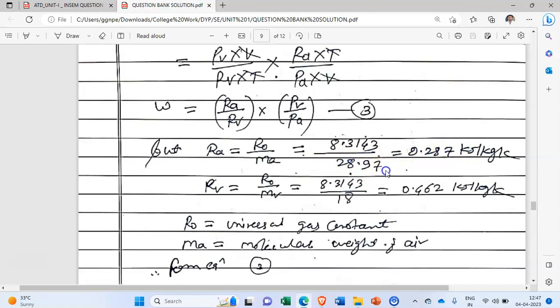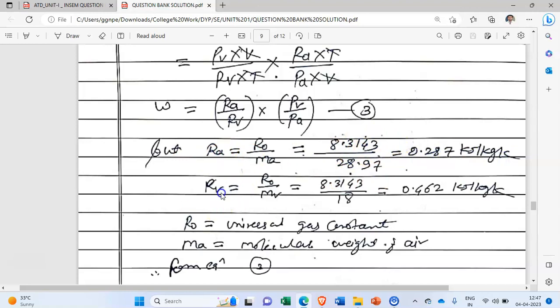In maximum amount there is nitrogen available in the air, and since it is N2 with atomic weight 14, we approximately assume 28.97. After solving this you will get the value of RA, that is 0.287 kilojoule per kg Kelvin.